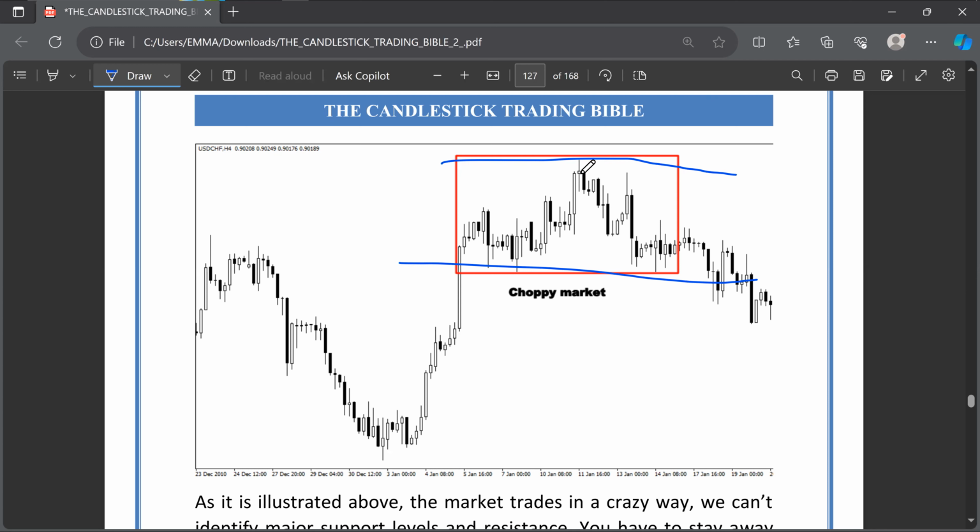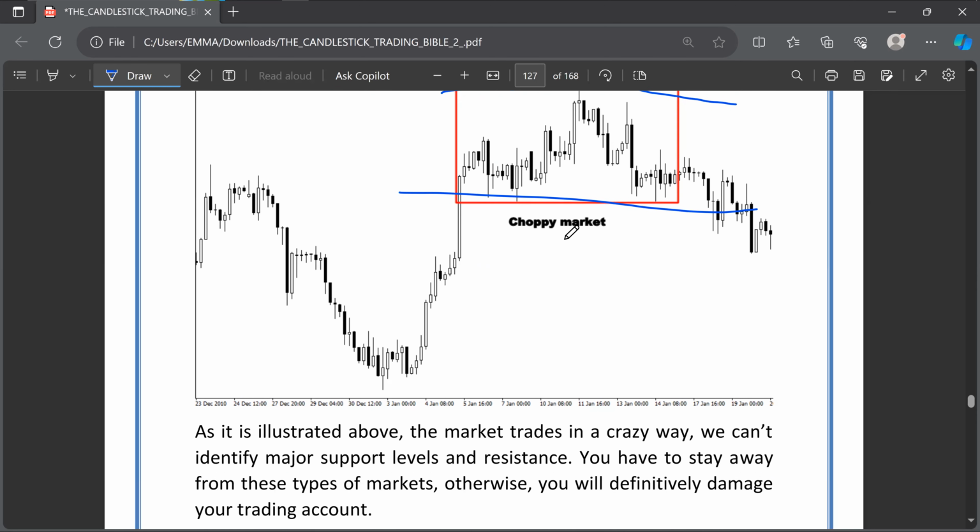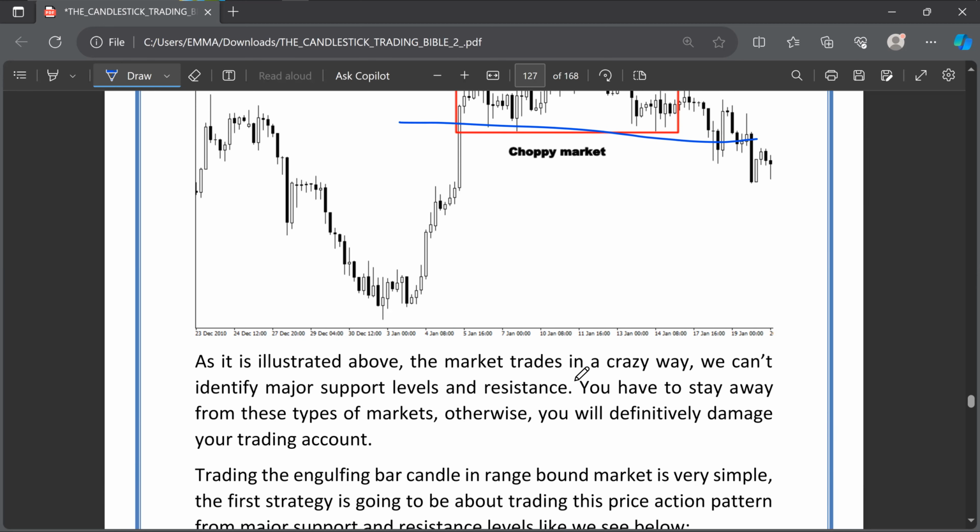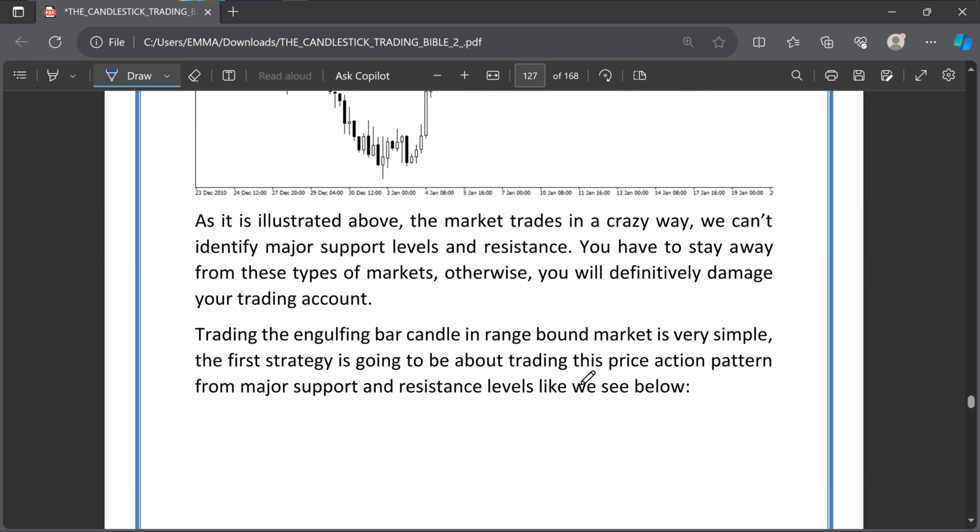You are protecting your capital. This should be the most important thing to you. Right, you are in this business to make profit, not to lose money to the market anyhow, carelessly. Now, as illustrated above, the market trades in a crazy way. We can't identify major support levels and resistance. You have to stay away from these types of markets. Otherwise, you will definitely damage your trading account.